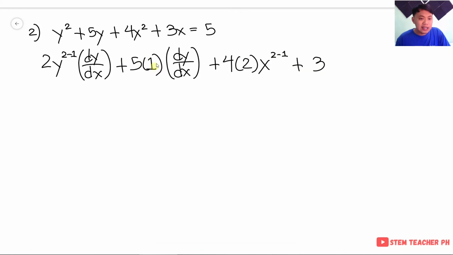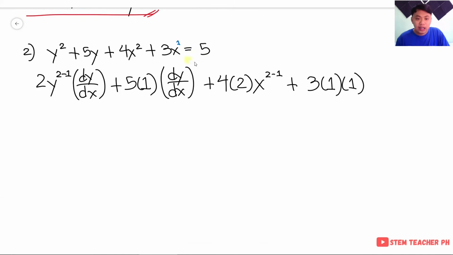And then same analysis dito, dahil kumukuha tayo ng derivative ng x, we can let this be as x raised to 1. Ibababa lang yung exponent, so this will become 3 times 1. Tapos this will become 1 minus 1, x raised to 0, or simply equal to 1. Kaya this will become 3 times 1 times 1. Tapos dito tayo sa right side ng equation, we have 5 here. This is just a constant. Ang derivative ng constant is just equal to 0.